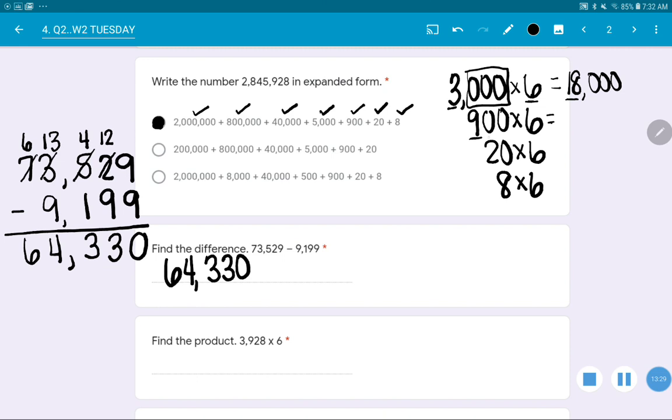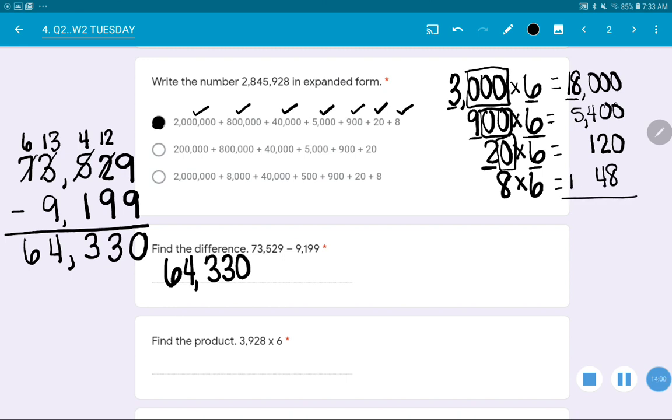900 times 6. 9 times 6 is 54. And I have 2 zeros. So I'm going to add my 2 zeros at the end. Now I have 20 times 6. 2 times 6 is 12. I have 1 zero to add. And I have 8 times 6. That's 48.